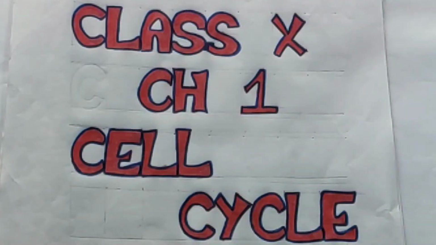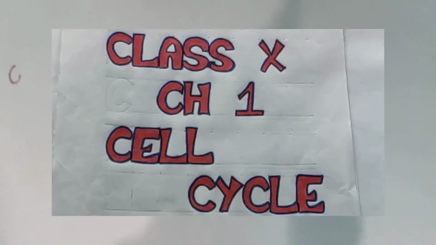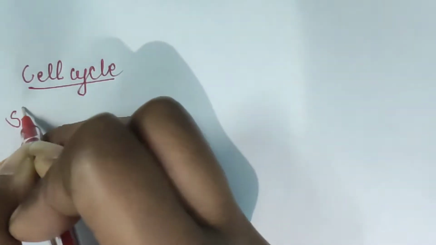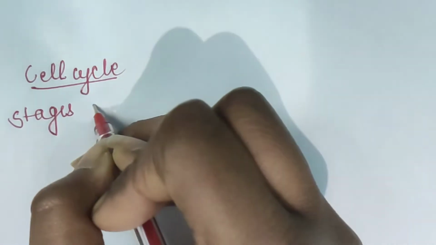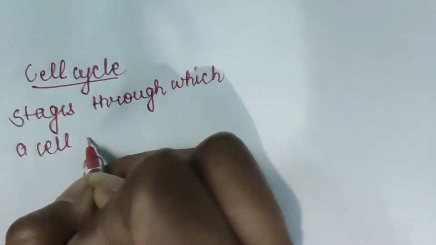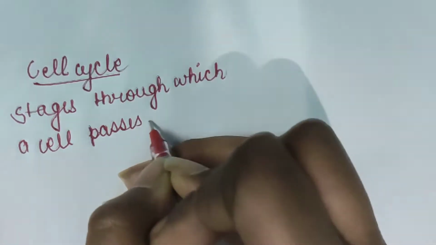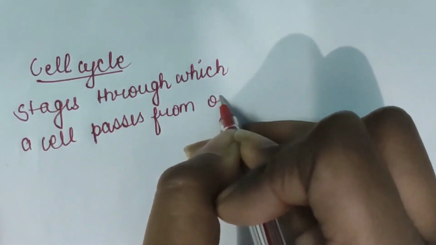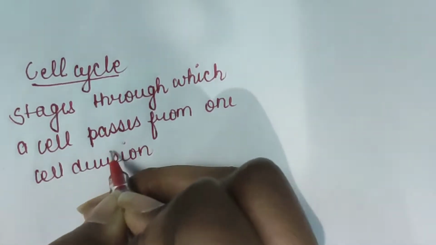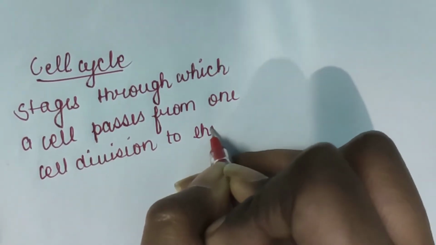So today we are going to discuss chapter number 1 of class 10th, the cell cycle, of the ICSE board. A cell cycle stands for the stages through which a cell passes from one cell division to the next.